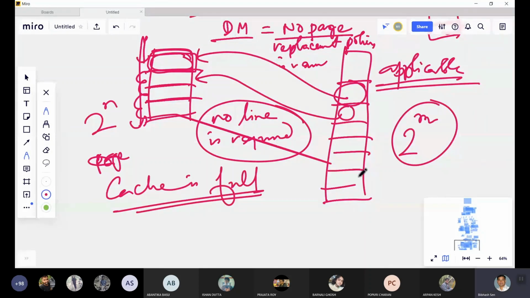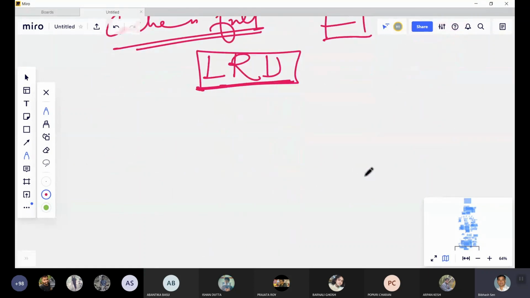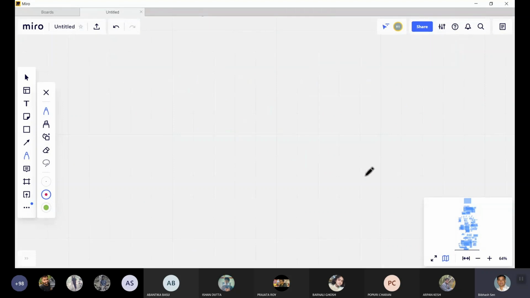Okay. Since the cache is full, my target is that I have to replace a page. Which page will I replace? At that time, least recently used. Only those pages I will replace which are not used in this program frequently. That means least recently used pages can be replaced. Did you get the point?